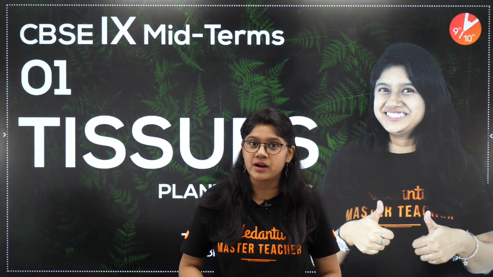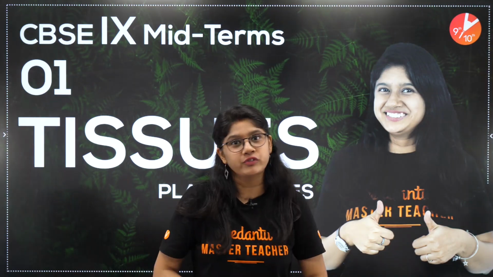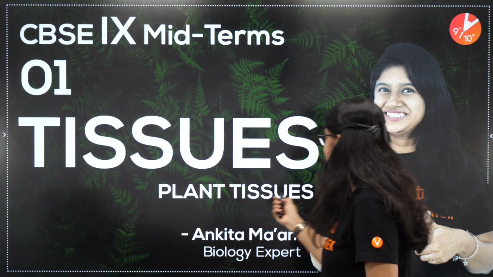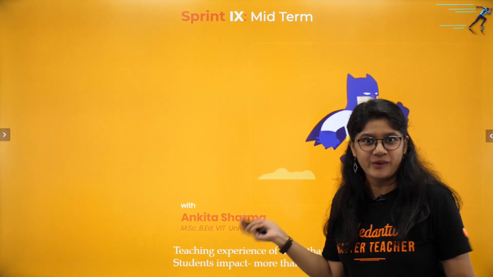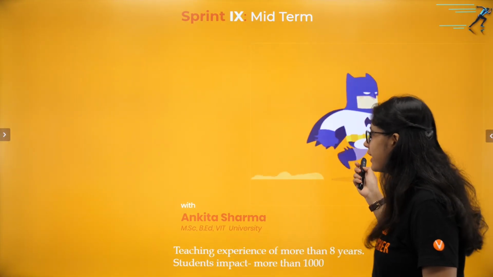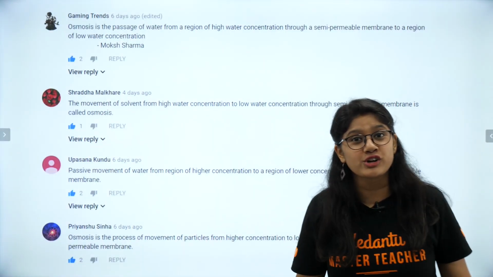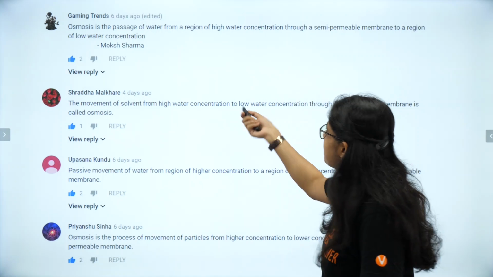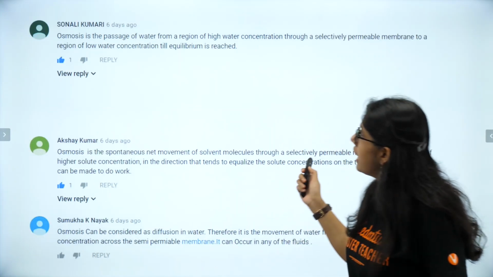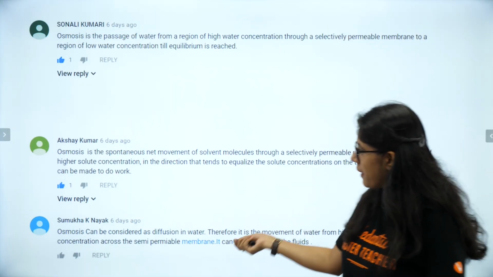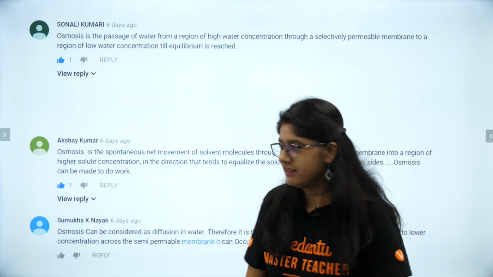My name is Ankita Sharma and we are doing an amazing 9th class midterm series for all of you. And you are surprised, and of course I am also surprised at how great you all are doing. Okay, like this Batman who just keeps on running, and you people are also running. See over here, a lot of you have been answering. We have gaming trends, we have Shraddha, Upasna, Priyanshu and Sonali, Akshay, Sumaya. These are the children who were amongst the ones who answered on that particular day, like 6 days ago.